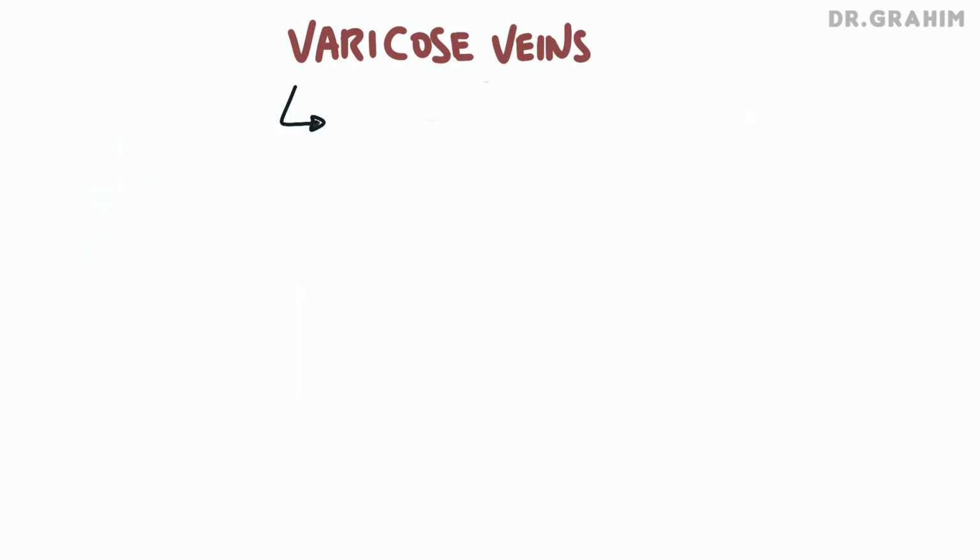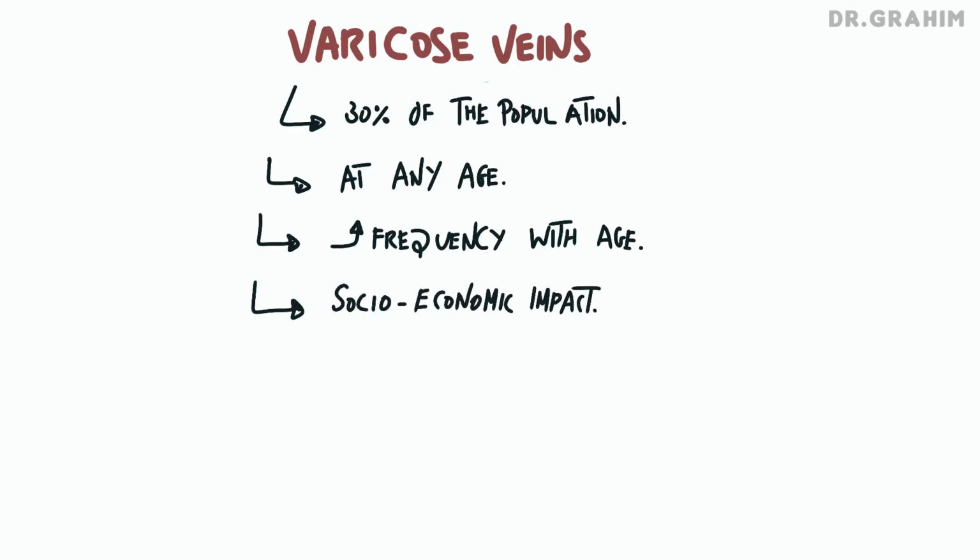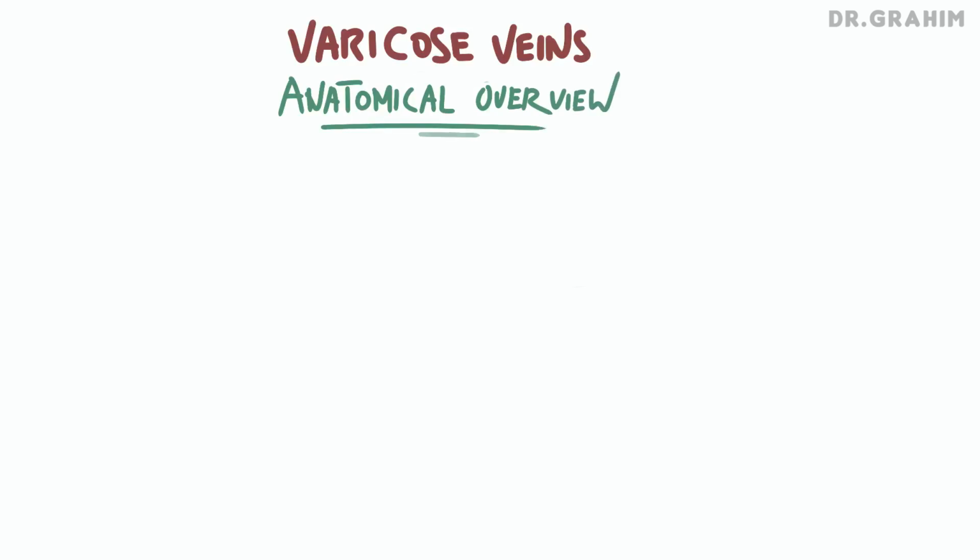Varicose veins of the lower limbs affect about 30% of the population. They can occur at any age, though their frequency increases with age. In addition to their high prevalence, they have a significant socioeconomic impact. Let's have a quick anatomical overview.